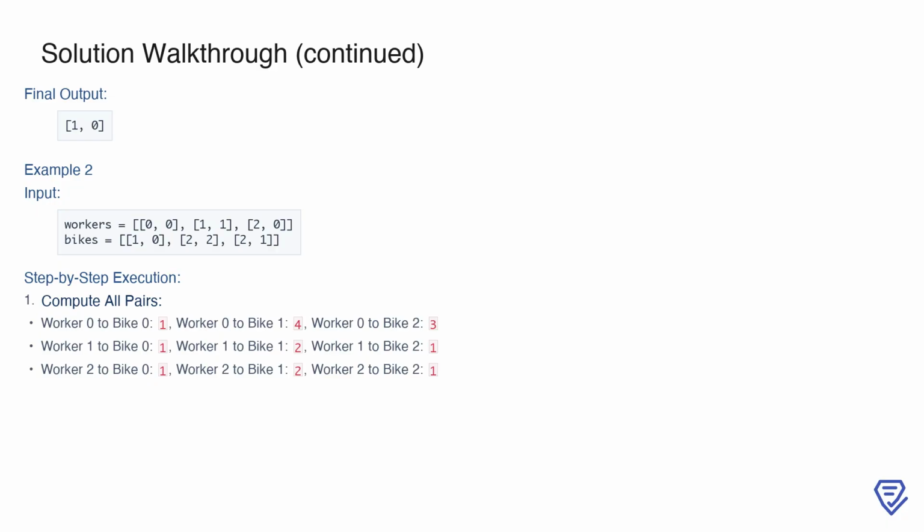Next, let's consider a second example with workers at [0, 0], [1, 1], [2, 0], and bikes at [1, 0], [2, 2], [2, 1]. We compute the Manhattan distances for all worker-bike pairs. Worker 0 to bike 0 is 1, to bike 1 is 4, and to bike 2 is 3. Worker 1 to bike 0 is 1, to bike 1 is 2, and to bike 2 is 1. Worker 2 to bike 0 is 1, to bike 1 is 2, and to bike 2 is 1. These distances give us a comprehensive list of all possible assignments and their costs.